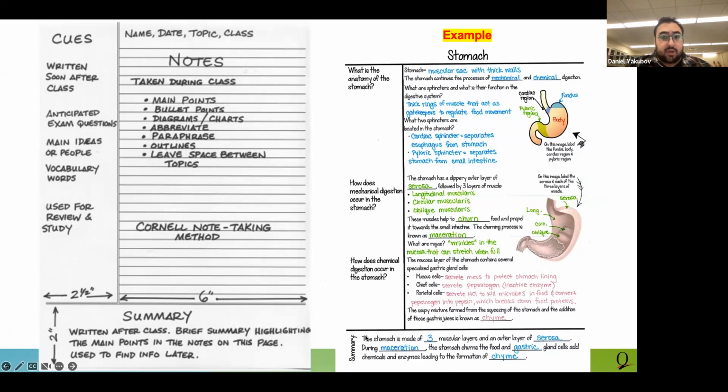And then the summary. So you take the main point from each one of these cues. The stomach is made of 3 muscular layers, right? As described here, an outer layer of serosa. During maceration, the stomach churns the food, and gastric glands add chemicals and enzymes to lead to the formation of chyme, all right, of chyme. So that's how you would use a Cornell note, for instance, okay? Very, very effective. I have not used it myself, but it is very, very effective.